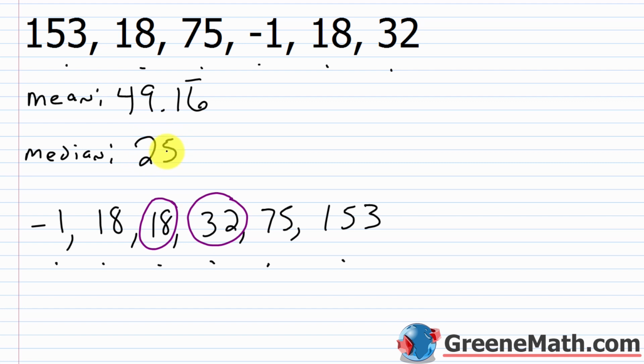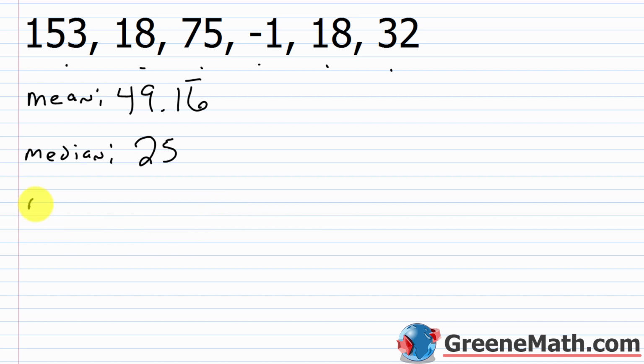Okay, so again, if you're looking for the median and you have an even number of numbers, it's a little bit more tedious, right? You got to take the average of the 2 middle numbers. So we sum the 2 middle numbers, 18 and 32, we got 50. Then we divide it by the number of numbers, which is 2, right? We're working with 2 numbers there. And 50 divided by 2 is 25, so that's our median.